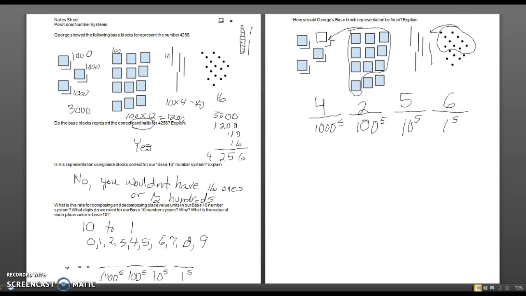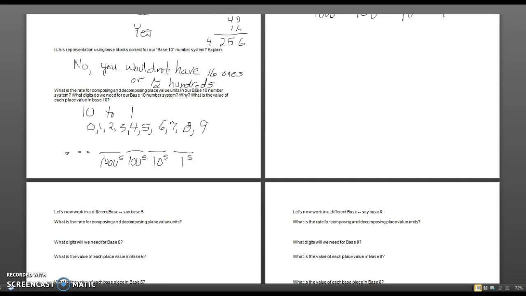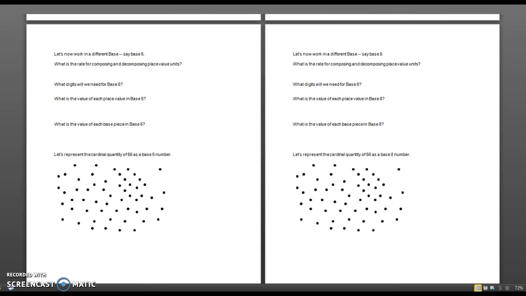All right, so I'm going to go on to the next page here. And all of a sudden, we're going to start changing bases. And there's really no easy way to do this. We're just going to jump in. We're going to do a lot of examples. So if you feel a little fuzzy on the first one, it will get better. So kind of bear with me on this. We're going to work in base 5 now.